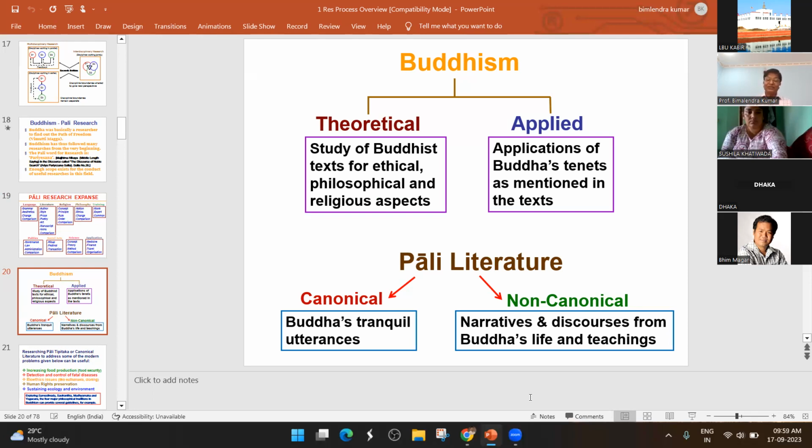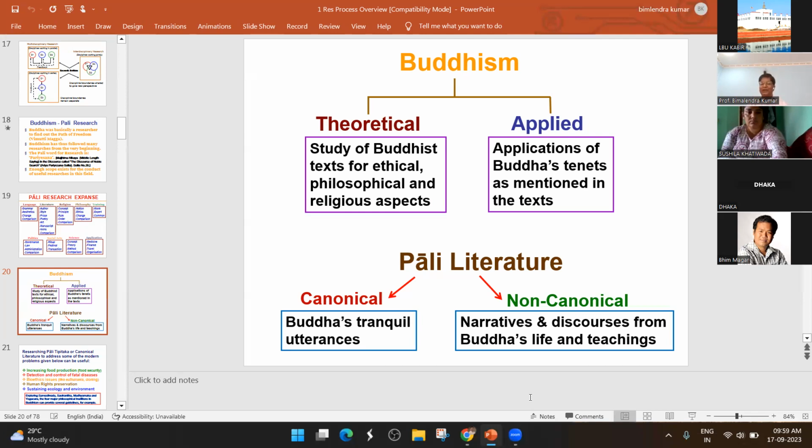Under the theoretical aspects, which is called pure research, they are mainly based upon the texts available in the Pali literature, or Sanskrit Buddhist literature, or Tibetan, Chinese, or Japanese literature, and the aspects related with the ethical, philosophical, and religious aspects. These are subjects which come under the pure research of the Buddhist studies, or the subject Buddhism.